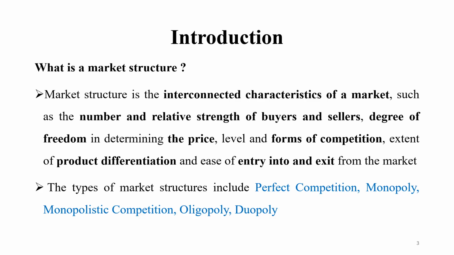Based on these core criteria, we can identify different market structures, right? Then the last one is product differentiation. There may be some sellers who produce similar types of products, which we call homogeneous products. They are all similar in all aspects.